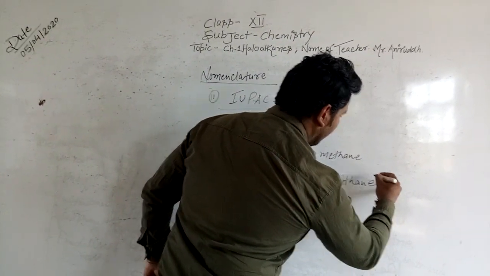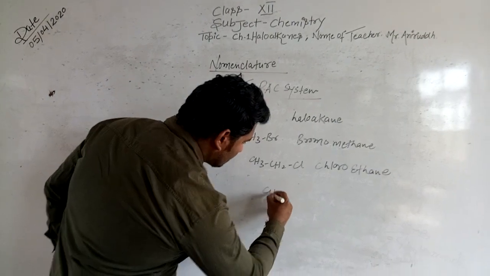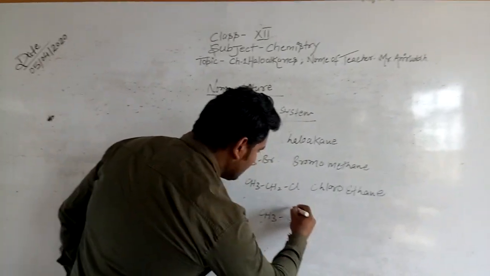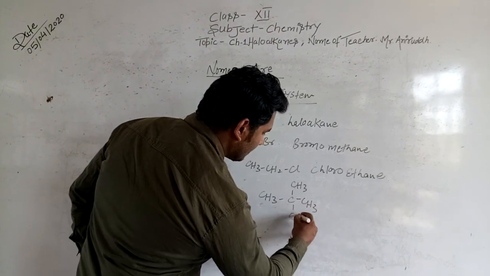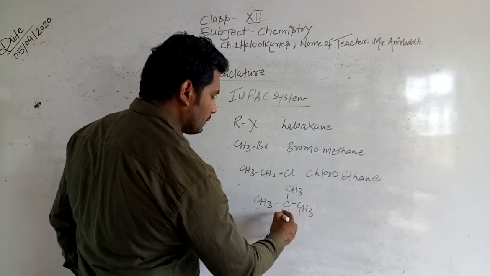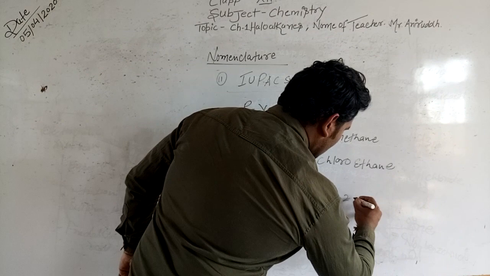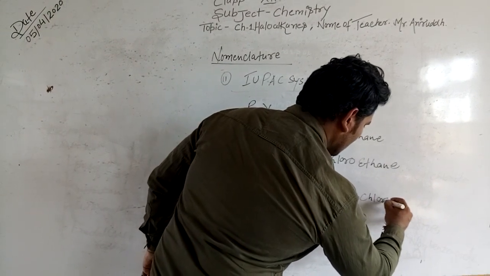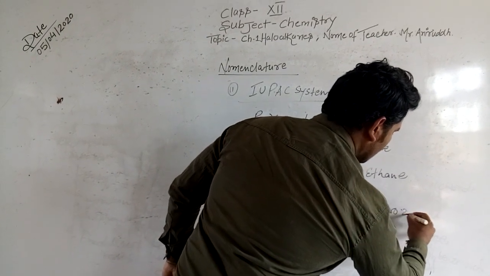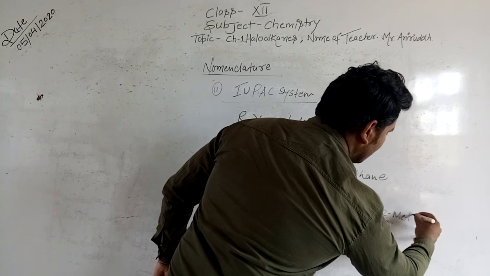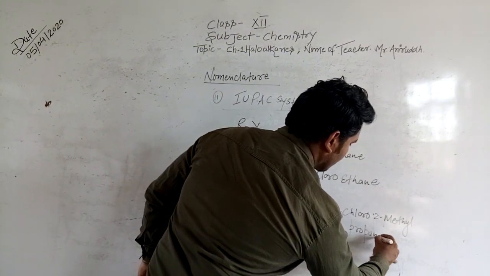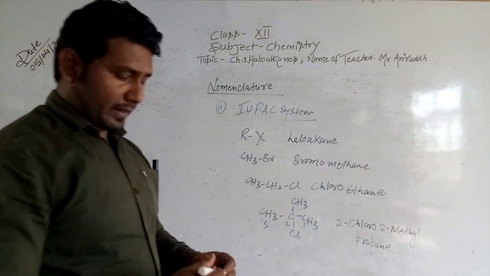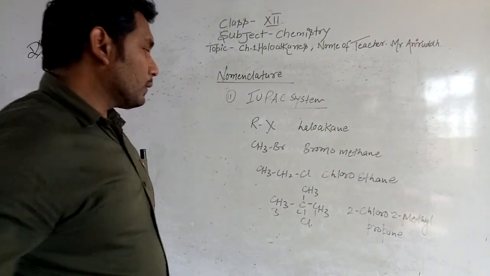Suppose CH3-C(CH3)(CH3)-Cl is given. Then 1, 2, 3: 2-chloro, 2-methyl, propane. 2-chloro-2-methylpropane.